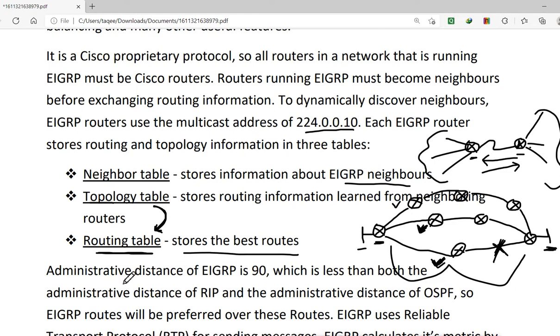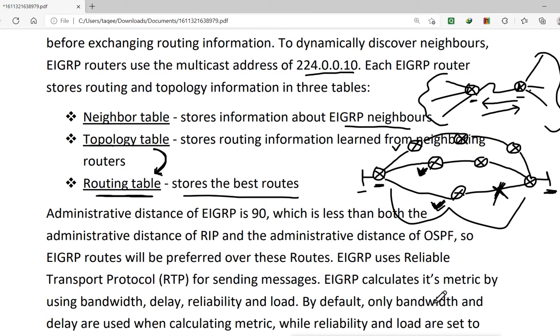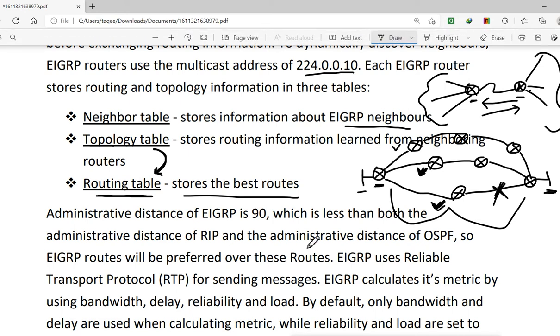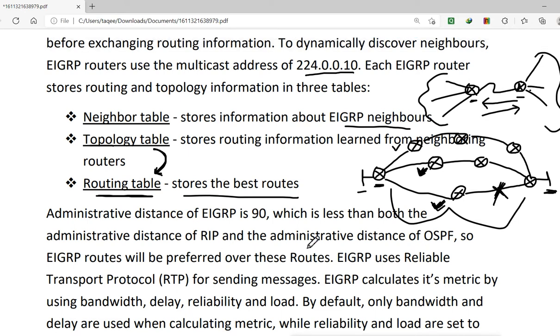Then the administrative distance of EIGRP is 90, which is less than the administrative distance of RIP and of OSPF. That is because it is a better protocol than those 2 protocols. And because of that, EIGRP routes will be preferred over these routes.